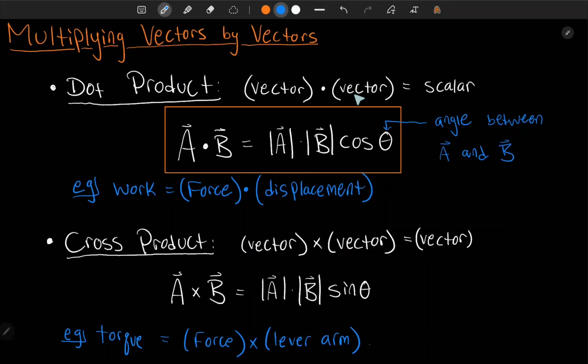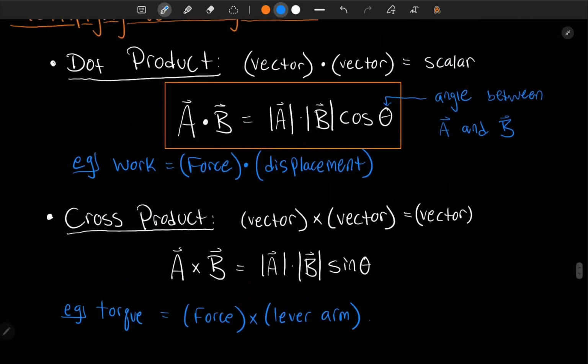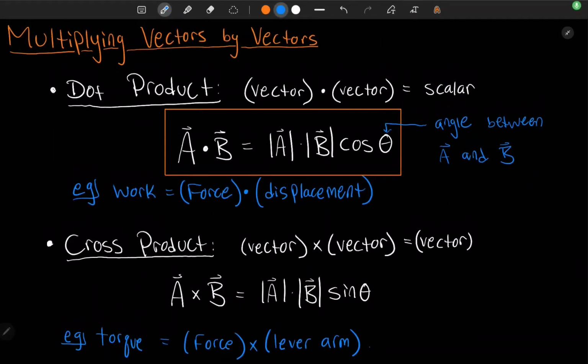So you just find the angle between A and B, and then you find the lengths of A and B, and you know the dot product. An example of this is work. Work is the force dotted into the displacement that the work is done across. And we know that work is a scalar.